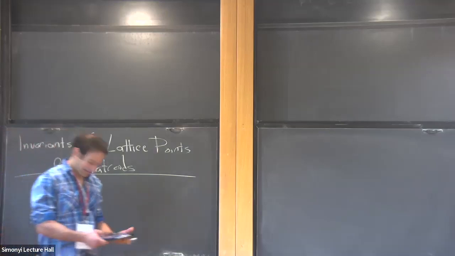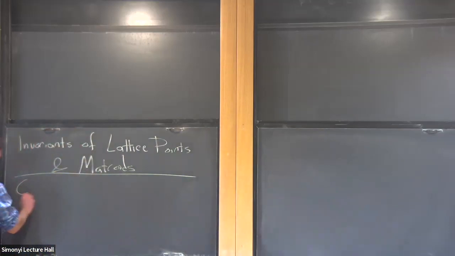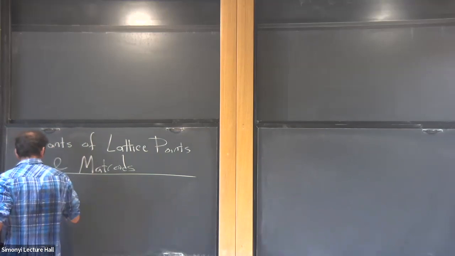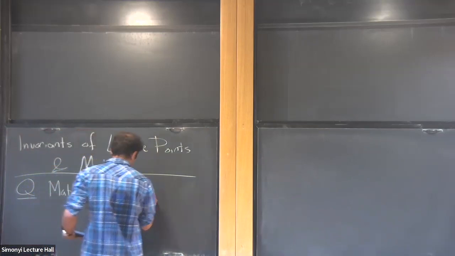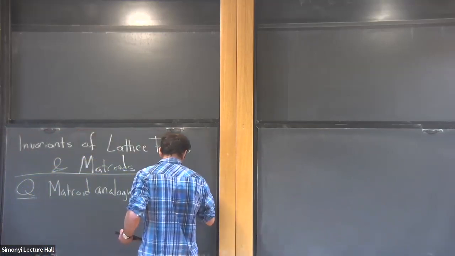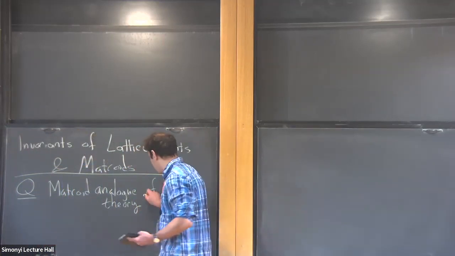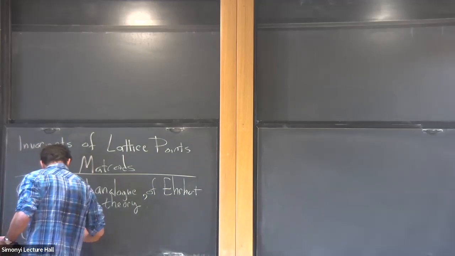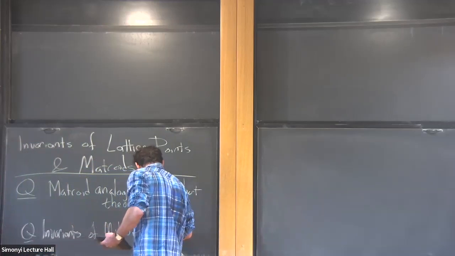All right, so I'm going to start with a question that I'm going to try to answer, then one that I don't know how to answer yet, but this will be along the path. The first question is, what is the matroid analog of Ehrhart theory? One thing you could say is the Ehrhart theory of the matroid polytope. I want to give a different answer. And the second question is, what about invariants of matroid subdivisions? I'm going to work my way towards that.